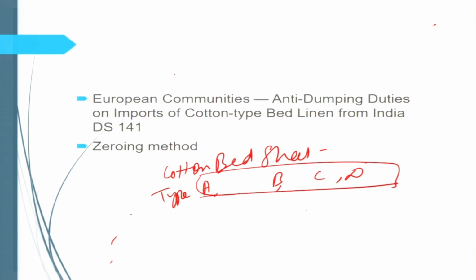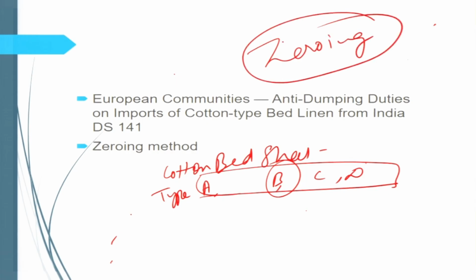So, in this case, what was the situation? India was exporting various kinds of cotton bedsheets to the European Union, and let us say these are the 4 types being exported. In one of the types, type B, they stated that dumping was being practiced, and they applied the zeroing method for calculating it.